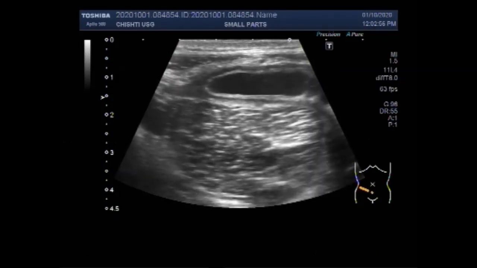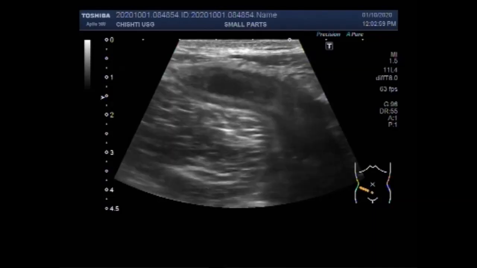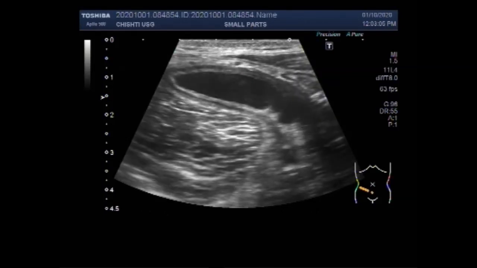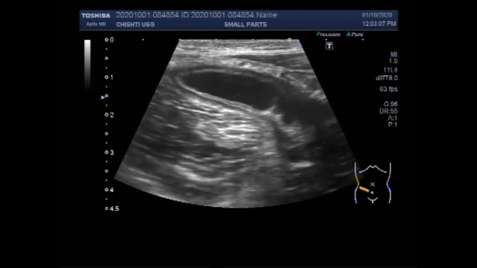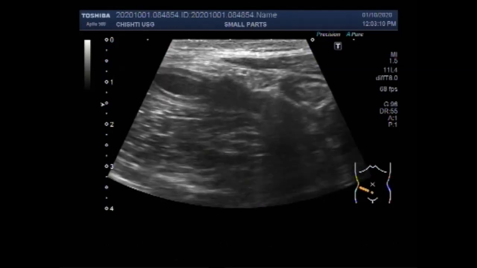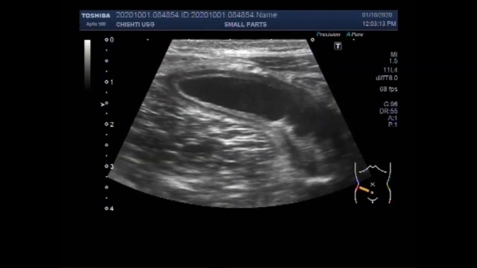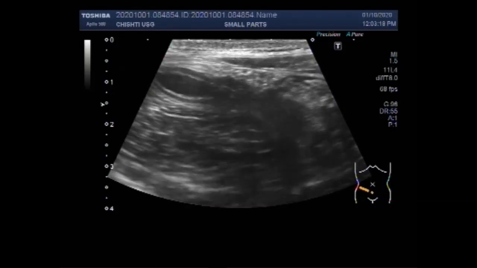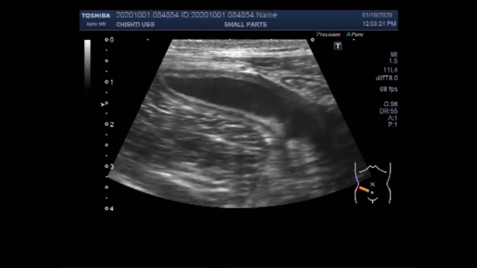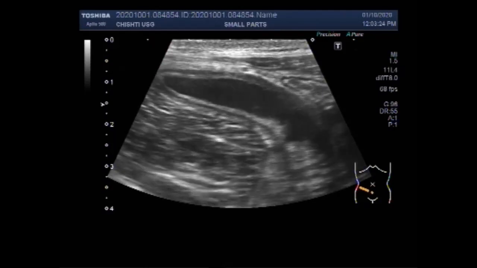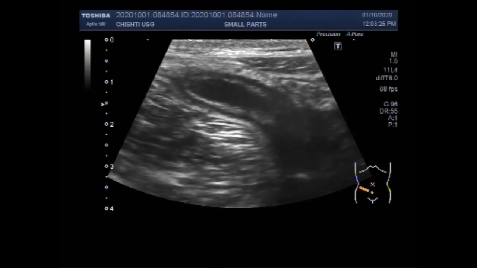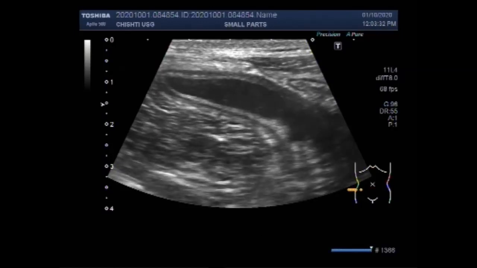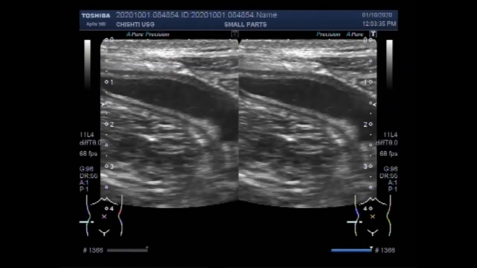You will search for a blind ending tubular structure arising from the cecum. First of all, you will have to identify the ascending colon. Then one has to scan inferiorly to localize the cecum, and then one can see the appendix. The colon will have the haustra, which will differentiate it from small bowel. You can see the haustra in long axis view. Now you will scan caudally to reach the inferior end of the cecum.